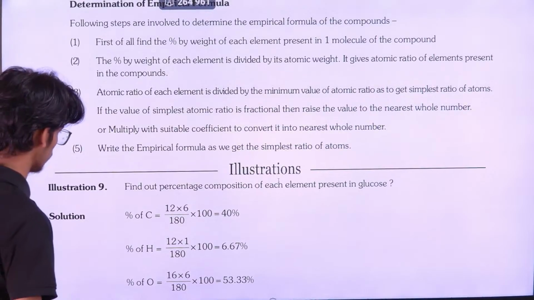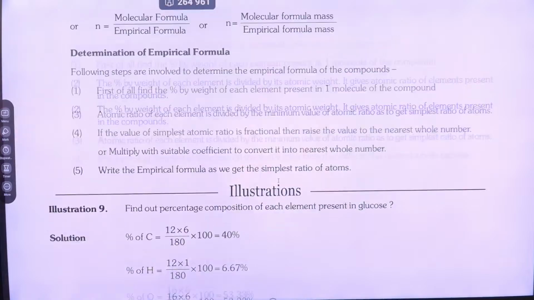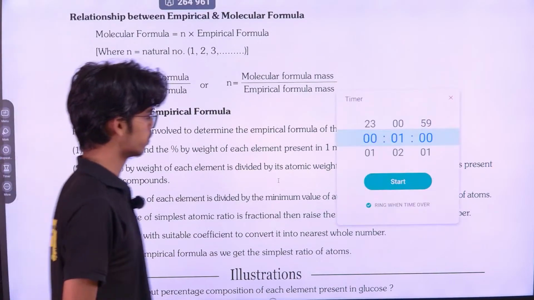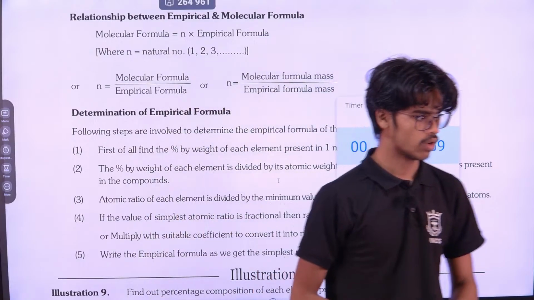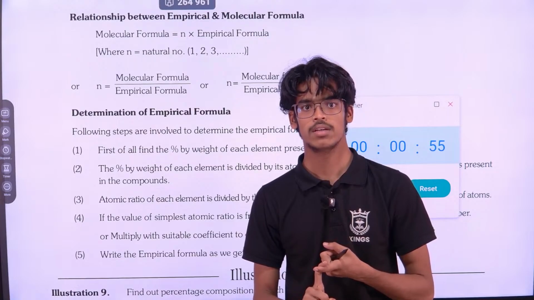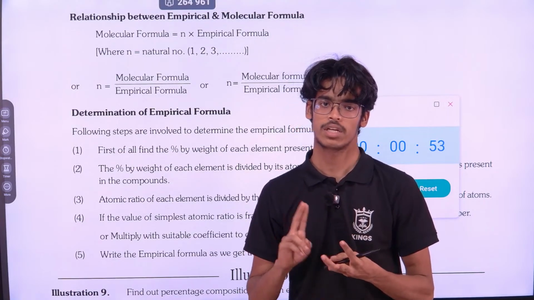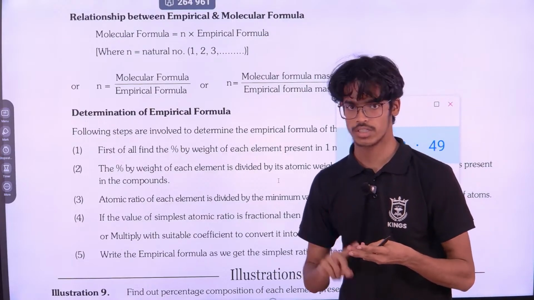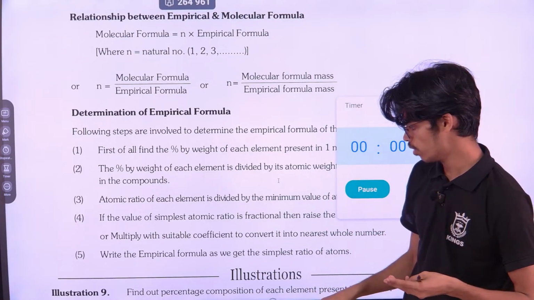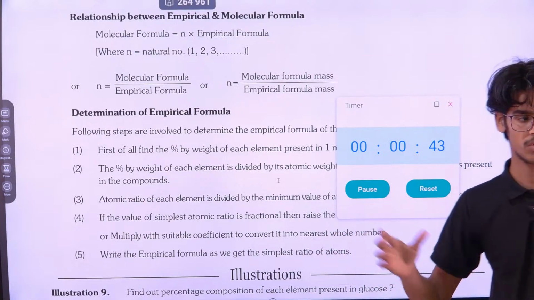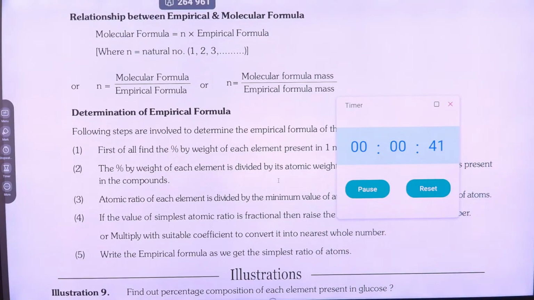So first of all, I'll give you a timer. In glucose, C6H12O6 is there. What is the percentage of carbon, percentage of hydrogen, percentage of oxygen? Tell me. In glucose, carbon, hydrogen, oxygen is there. What is the percentage composition of each element in glucose? C6H12O6. Tell me, guys. Priya, Kanishka, now. Again, get back to the questions, guys.